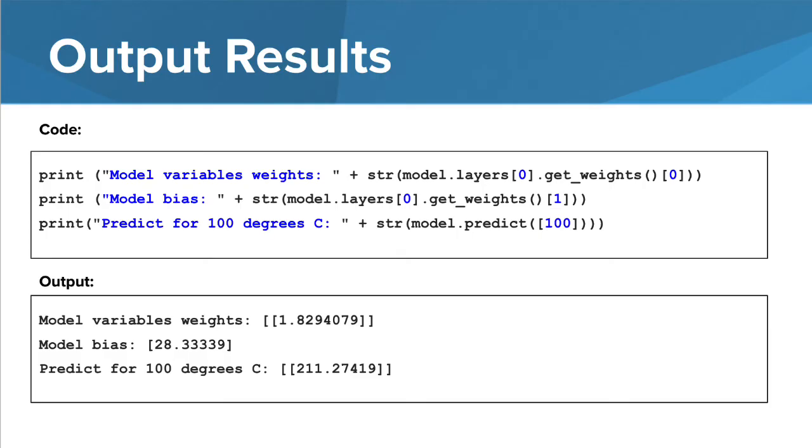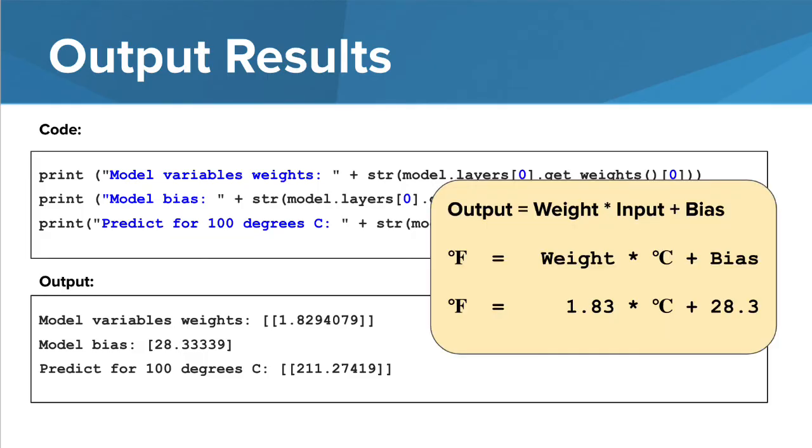To see the results of the model, you need to print values with a few commands, including the command to use the model to predict the value for 100 degrees Celsius. Notice that the prediction is pretty good, but not exactly 212 degrees. Using weights and biases, the conversion equation would be 1.83 times degree C plus 28.3. This is pretty close to the actual value with just a little bit of training data.